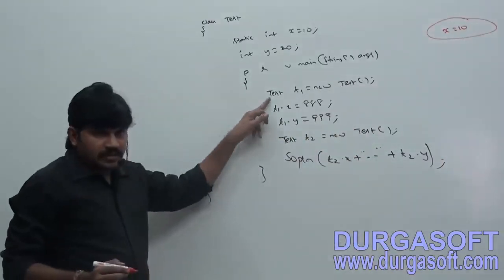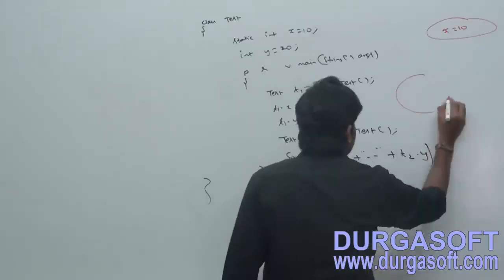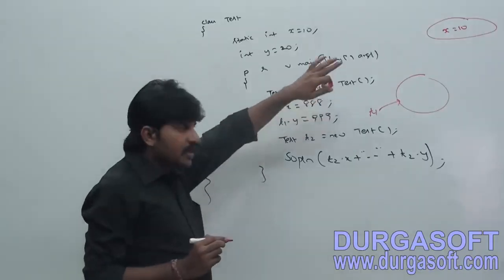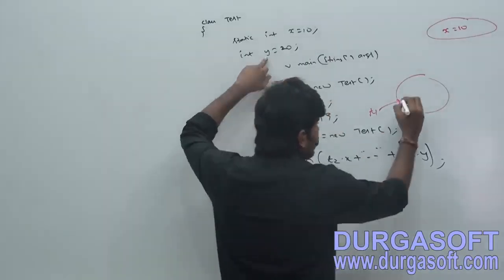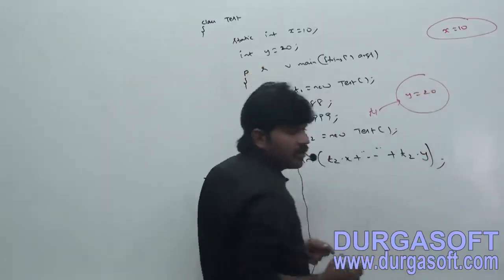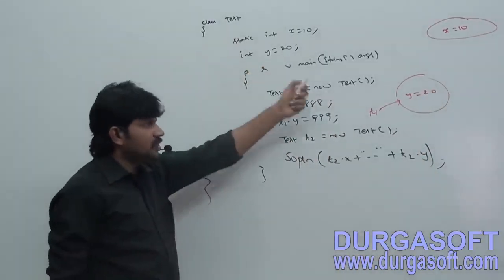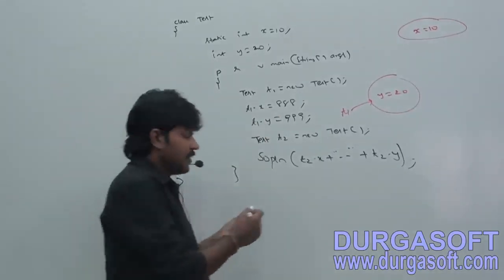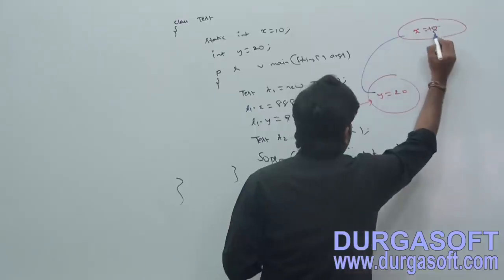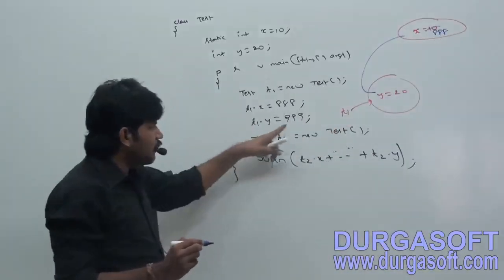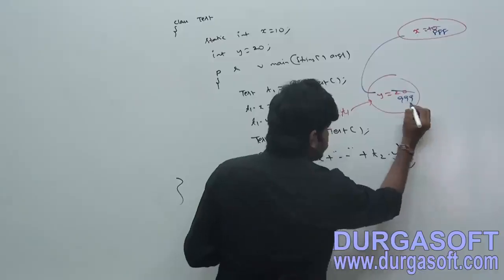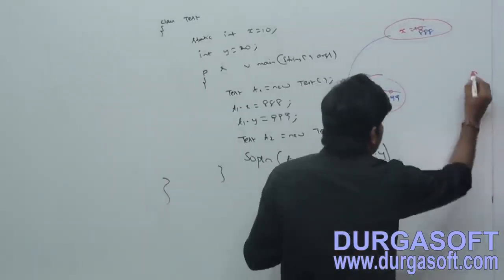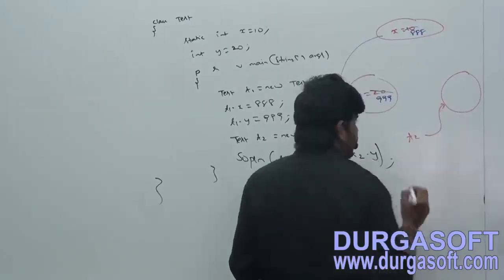Now I'm creating an object: Test t1 is equal to new Test. What is the value of y? y is equal to 20, because for every object a separate copy of the instance variable will be created. Now t1.x is 888, and t1.y is nothing but 999. Next, Test t2 is equal to new Test. I am creating another Test object; t2 is the reference variable.